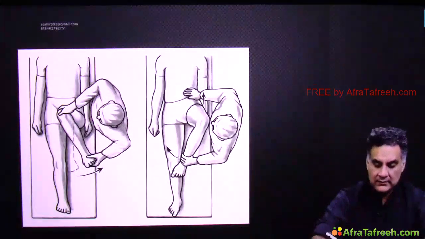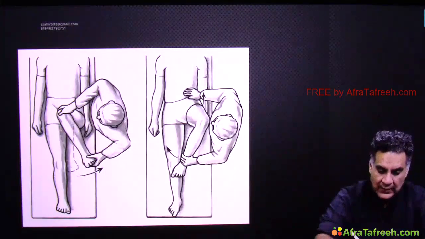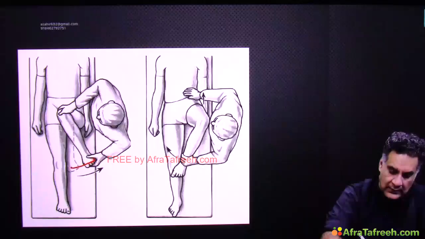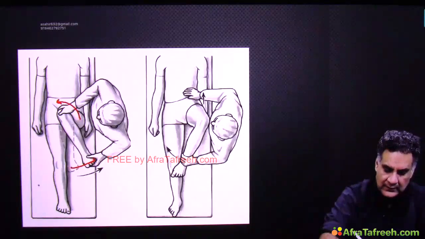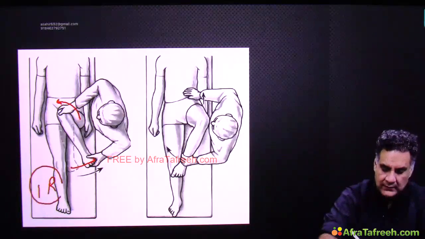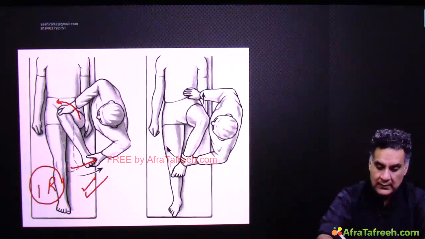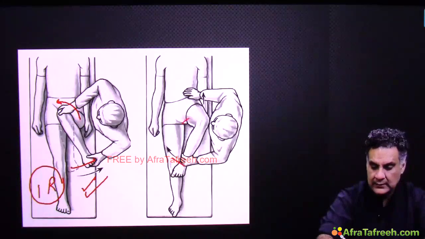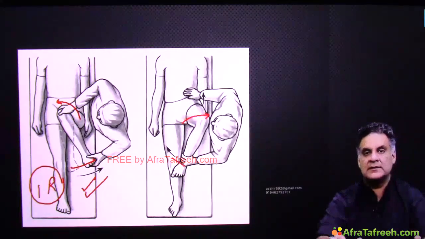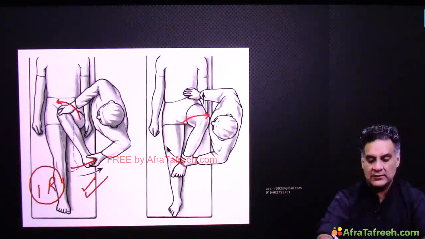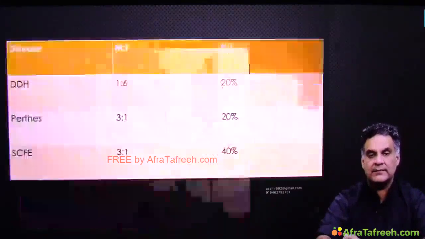These are the movements. When you take your leg out, your thigh goes in. This is internal rotation. If this movement is there, it means that the hip is normal. When you take the leg in, thigh goes out. External rotation. Not significant. This is significant.